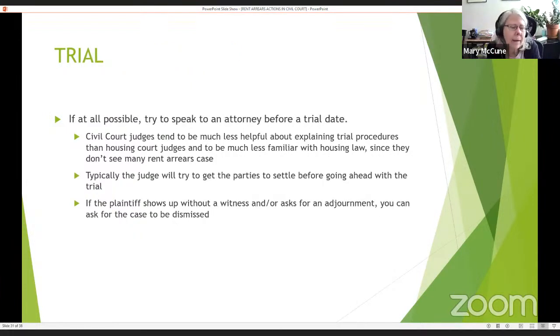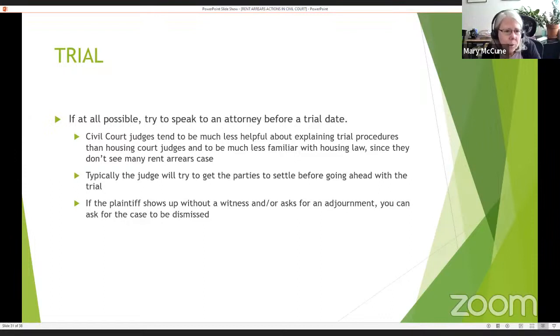Okay, let's say nothing works. You try to get the case dismissed, you're not able to. They won't give up on the case. They won't agree to settle the case. You're going to trial. What do you do? So again, if you can, talk to an attorney. Attorneys do trials frequently, and so they know best how to prepare.